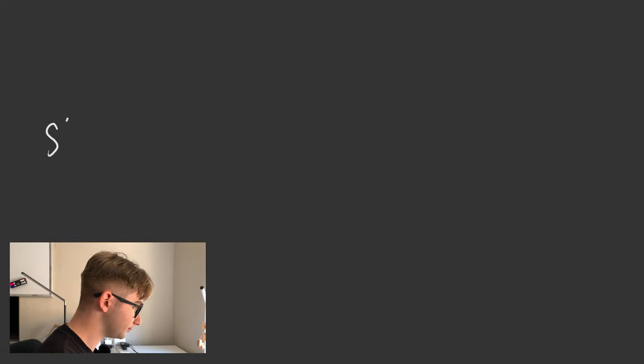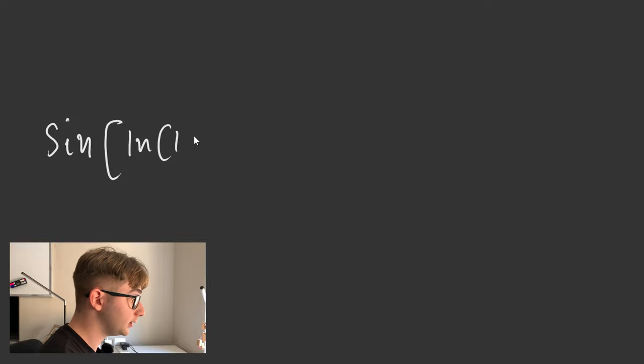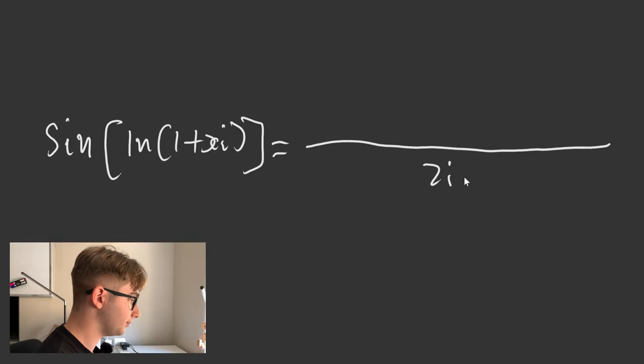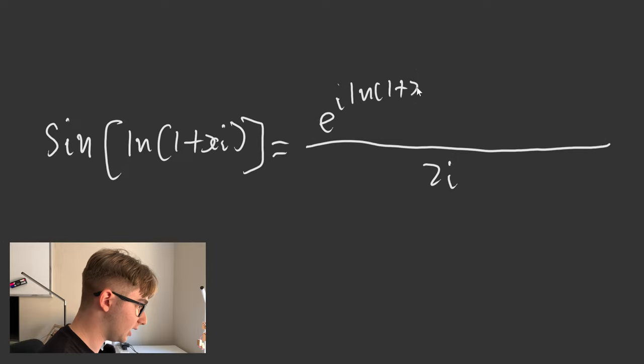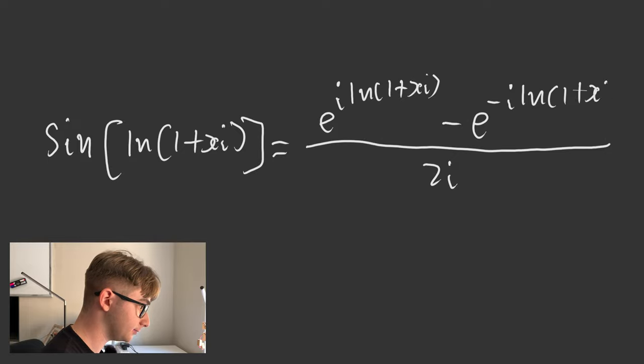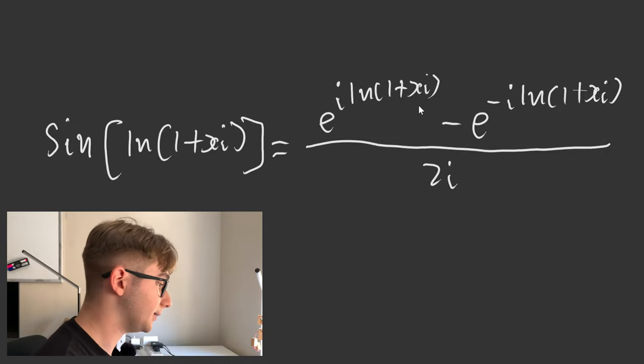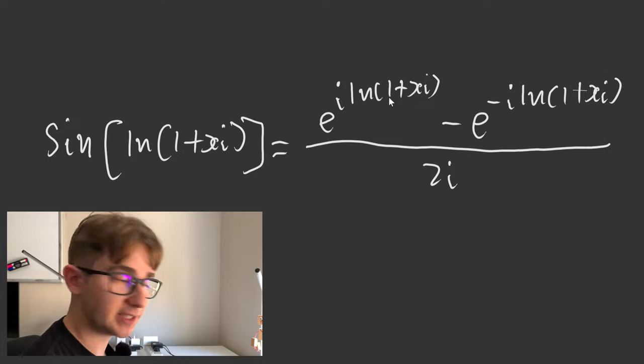I'm going to get sine of ln, or natural log, of 1 plus xi, all equal to, with 2i at the bottom, e to the i of ln of 1 plus xi minus e to the minus i of ln of 1 plus xi. Now look at this. We can bring this i to the front, well, inside the ln as a power, and we can cancel out the ln's. Let's take one thing at a time first.